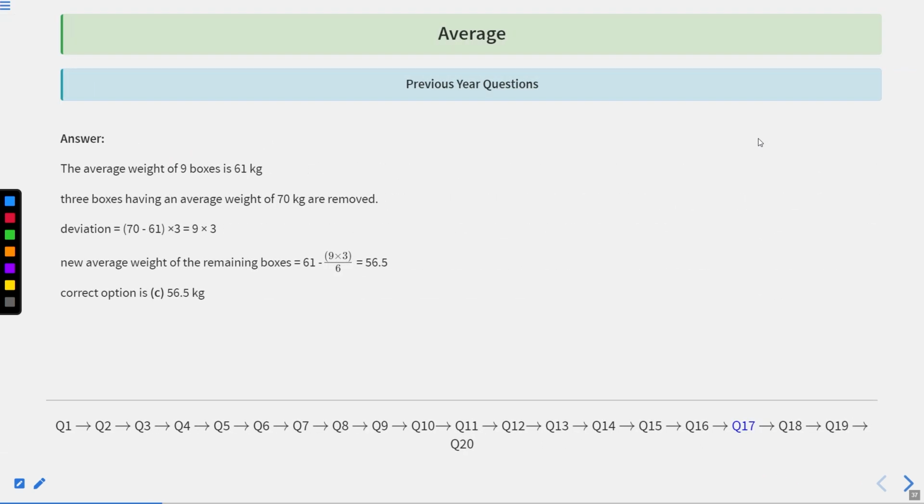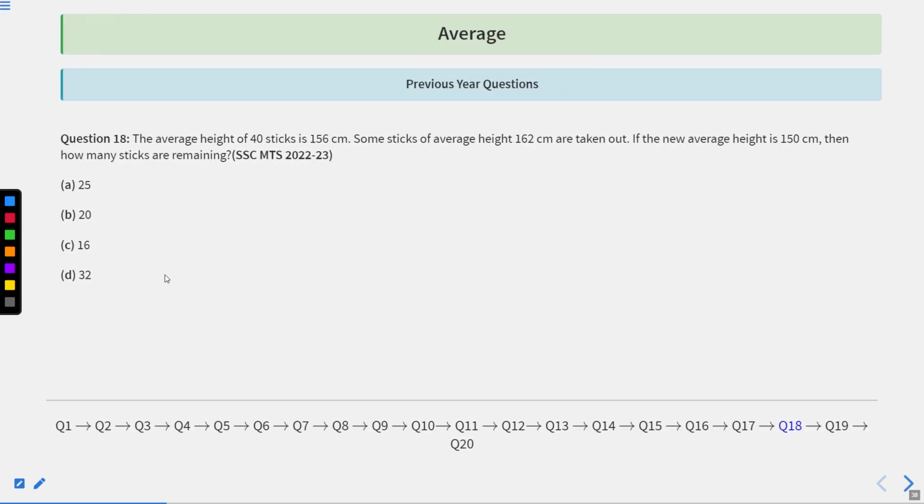New average. The average of 9 boxes is given to us as 61 kg, and the 3 boxes having an average of 70 kgs are removed. So that means deviation equals 70 minus 61 into 3, that is 9 times 3. So the new average weight of the remaining boxes is going to be 61 minus 9 times 3 upon 6, that is 56.5. The correct option here will be option number C, that is 56.5.